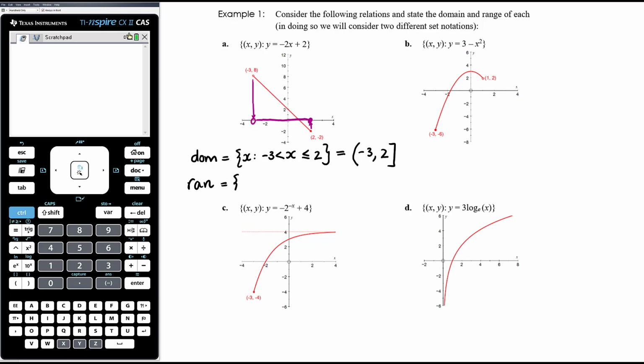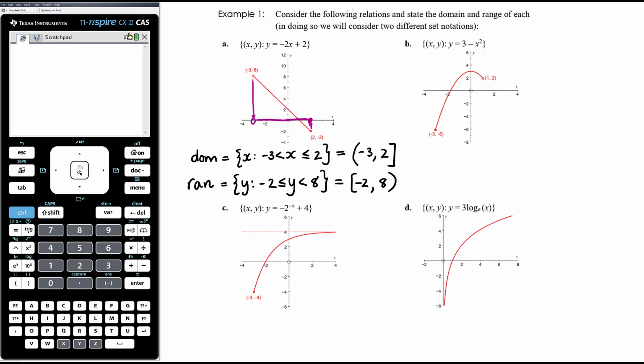it would be the set of y values such that, so the smallest y value is -2, and that's included. So y is bigger than or equal to -2, but it is less than 8, which is the largest y value. Okay, so we either write it that way, or we just talk about the range as being equal to the set of values that go from -2, including -2, up to 8, not including 8. You don't need to write y anywhere in the range unless you're using the set notation.